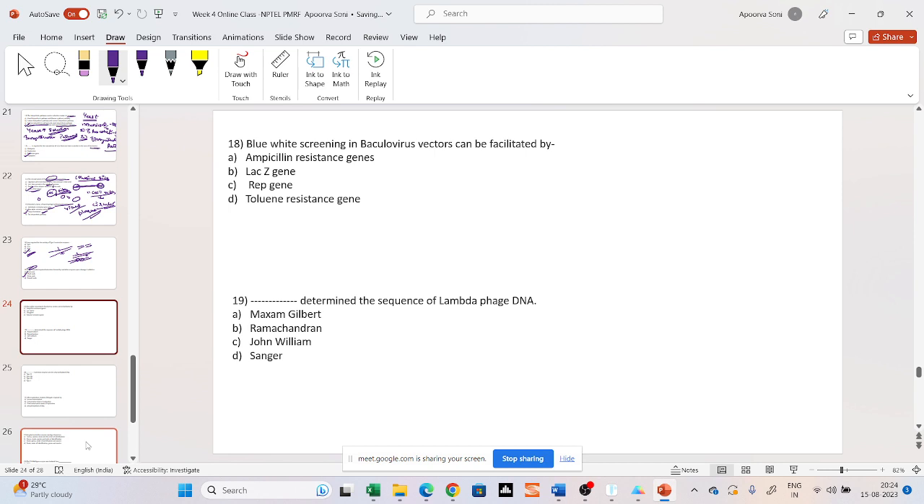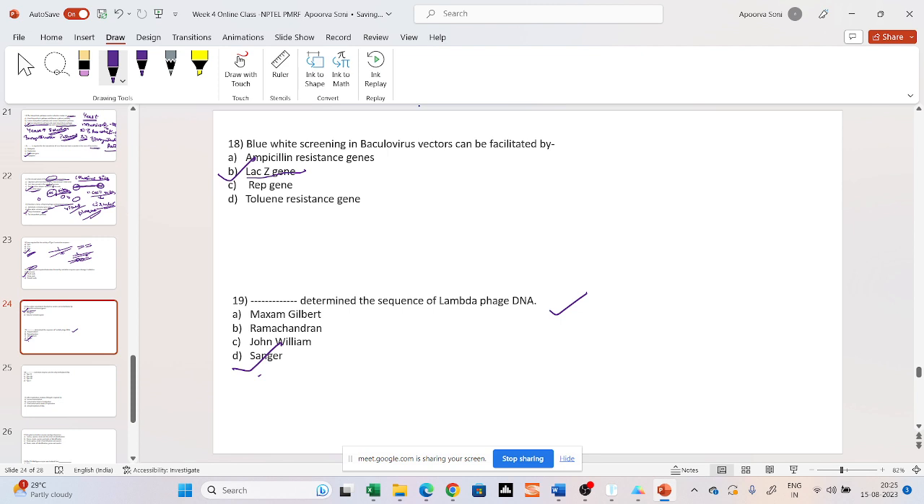Next question is blue white screening in baculovirus can be facilitated by ampicillin gene, lacZ gene. So for blue white screening, the lacZ gene is needed. Dash determined the sequencing of lambda phage DNA. I think it was not given, but the answer is Sanger. So Sanger determined the sequence of lambda phage DNA.